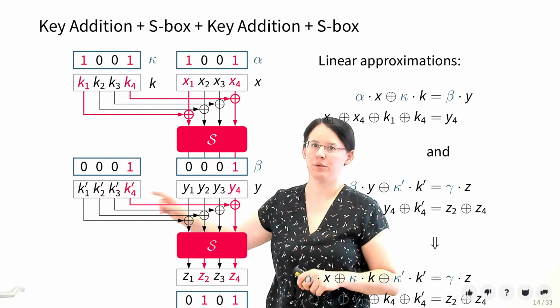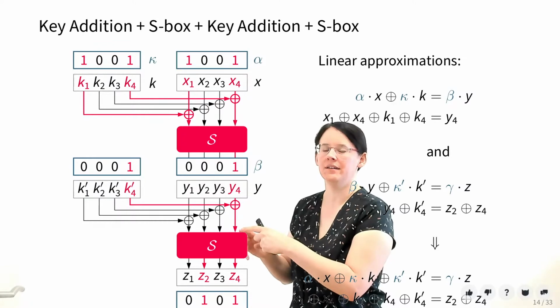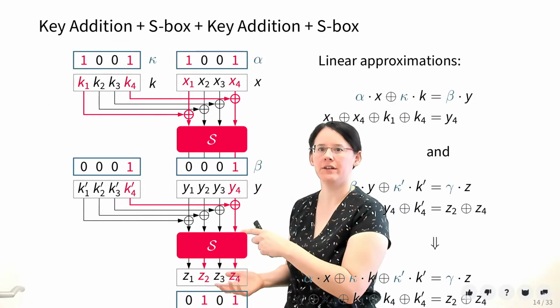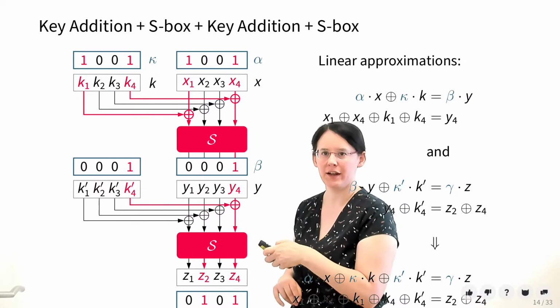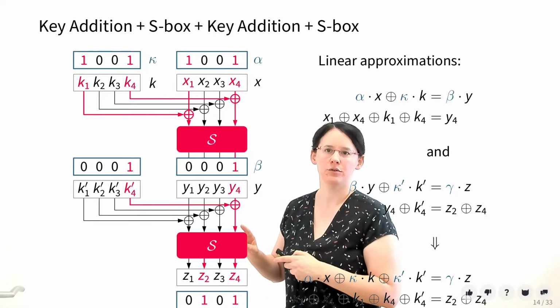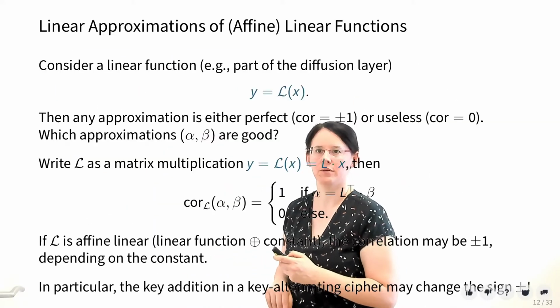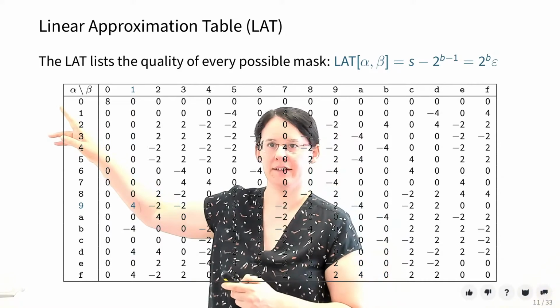This one I just have to keep there, but this I can in turn replace by an XOR of some of the output variables here if I have another suitable linear approximation. So let's quickly check in the table we saw before. What are suitable masks if I have an input mask of 0, 0, 0, 1? Let's go back. So 0, 0, 1 is exactly this line here.